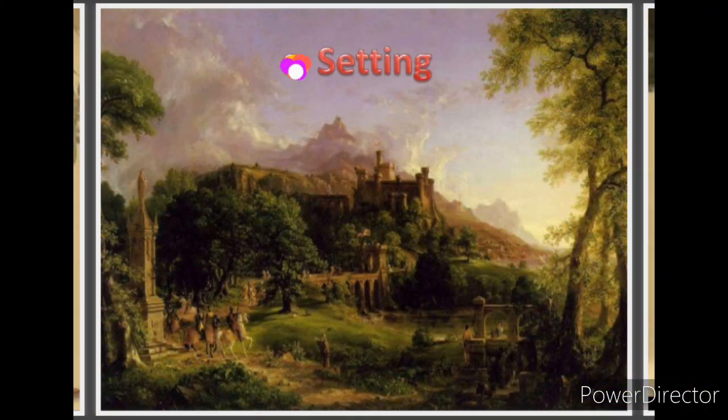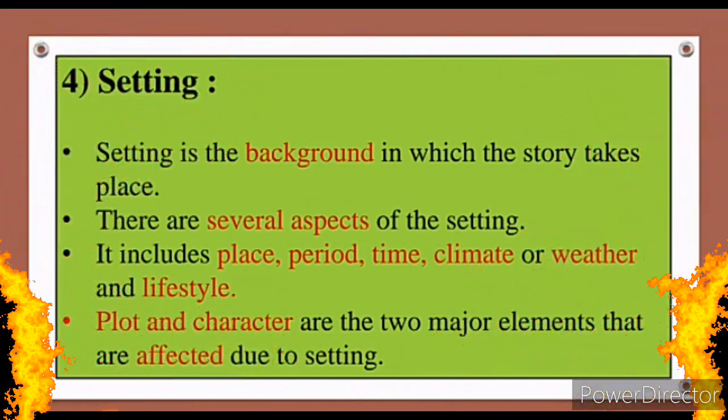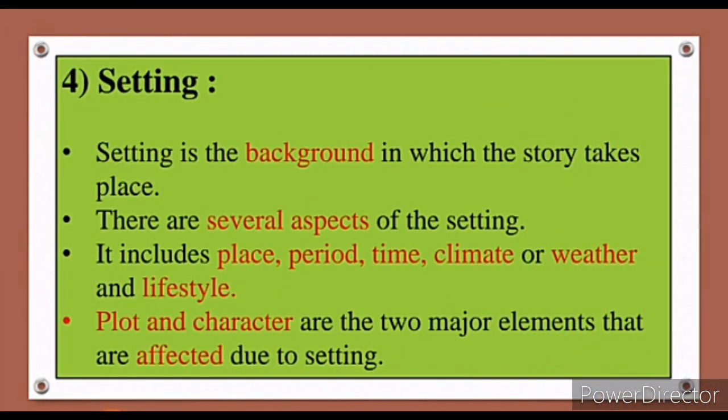Next, setting. What is setting? Fourth point, setting is the background in which the story takes place. It might take place in a room, a battlefield, or a spaceship, anywhere. The place where it happens is known as setting. So what things are required in the setting? Setting requires place, then period, then time, then climate, then weather, then lifestyle. These are all things setting requires.